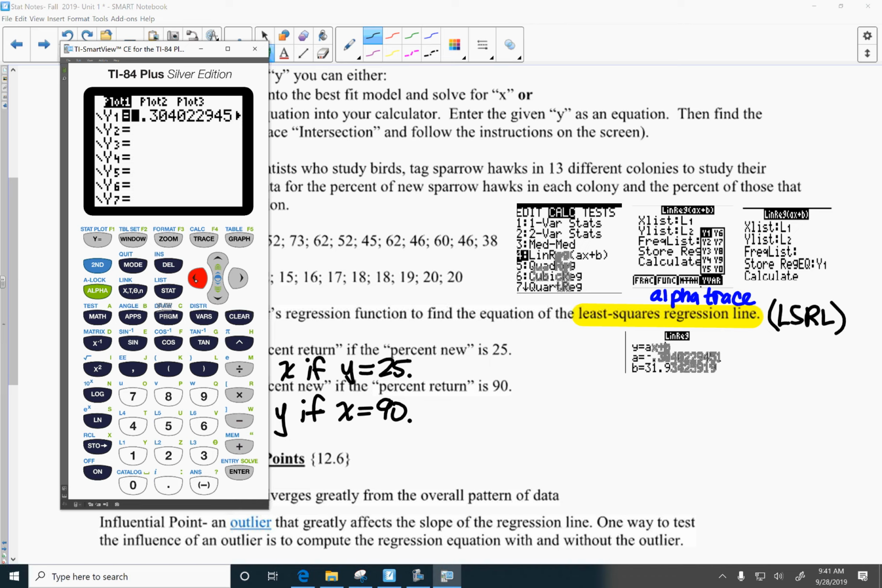The second part is enter the given y as an equation. They gave us y as 25. So as a separate equation, y2, type in the 25.